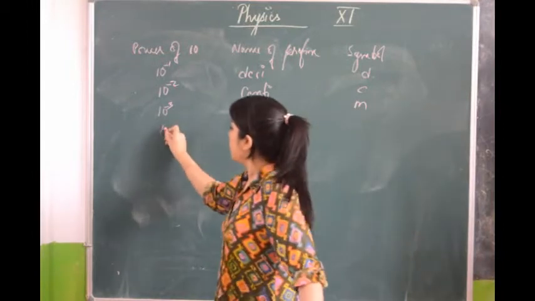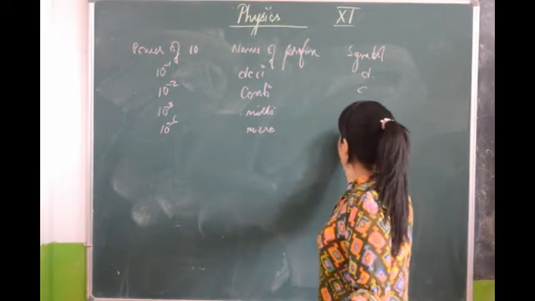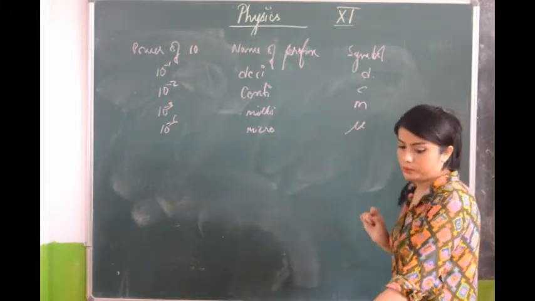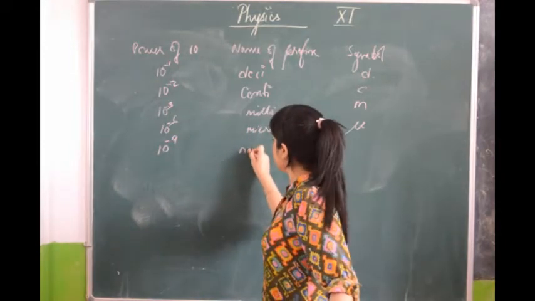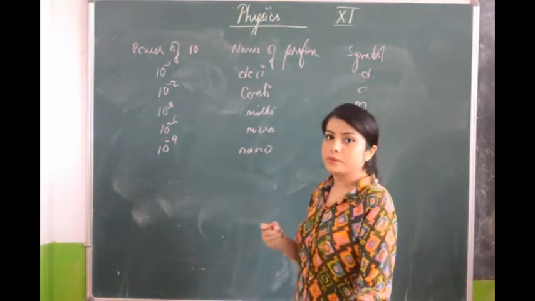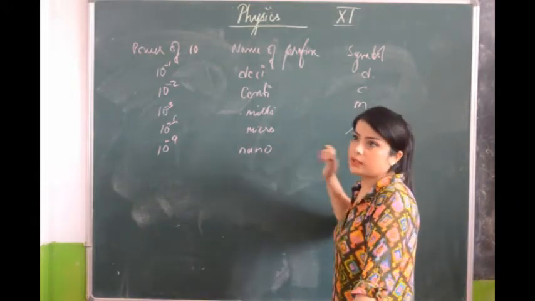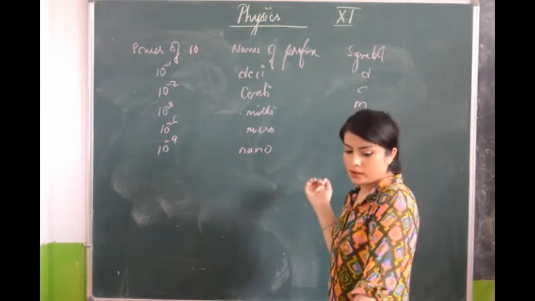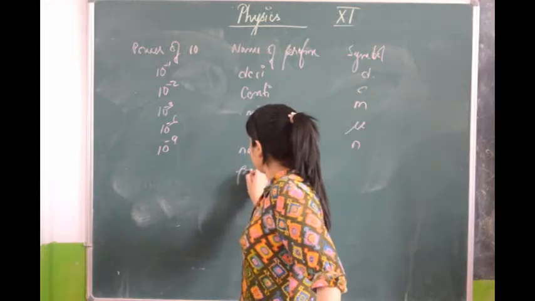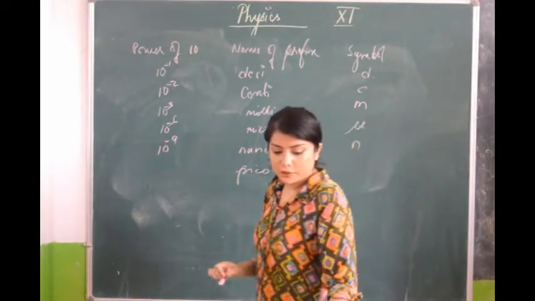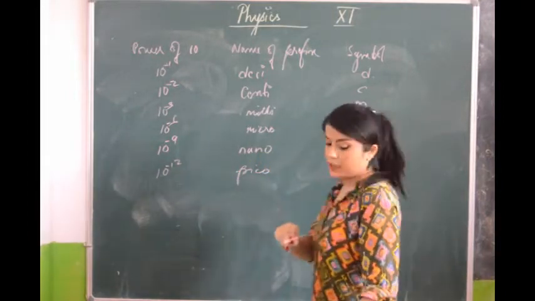Then comes 10 to the power minus 6. This will be your micro, and it is denoted by the symbol mu. Then comes 10 to the power minus 9, which is nano. A very small number: nanometer, nanosecond. This is how we convert, and it is denoted by small n. Then comes pico, for 10 to the power minus 12, denoted by small p.